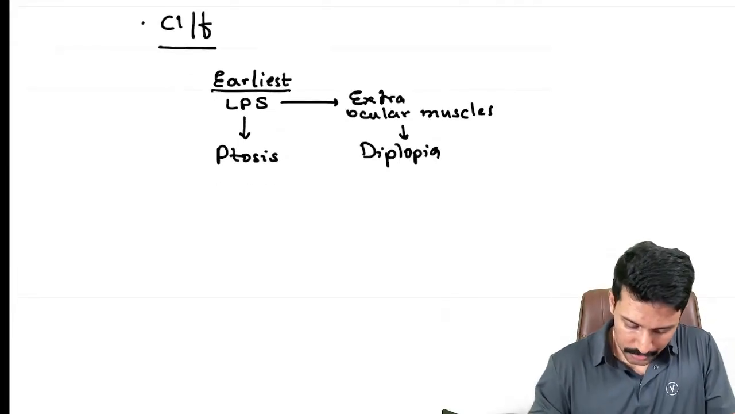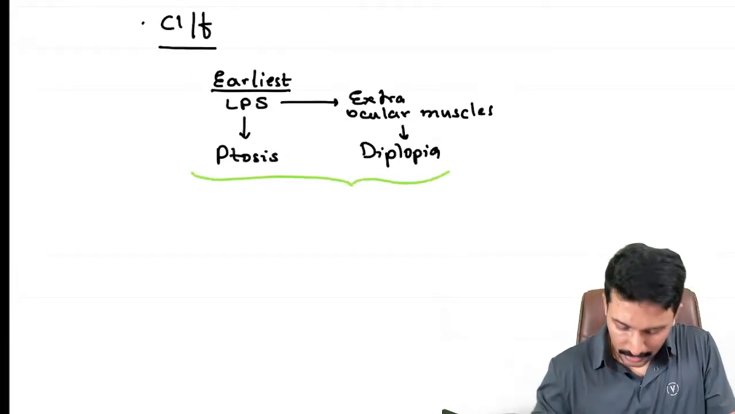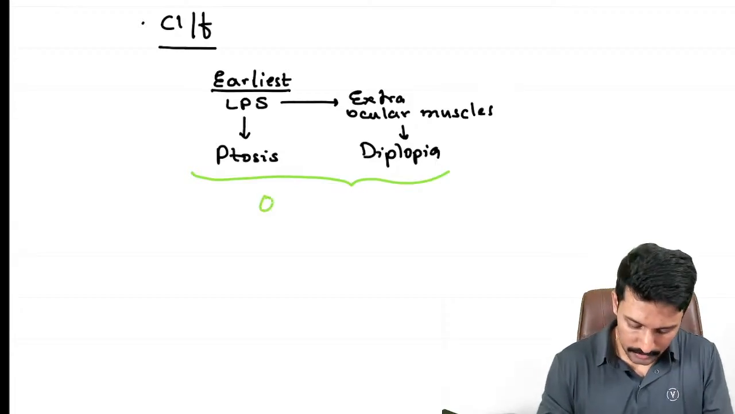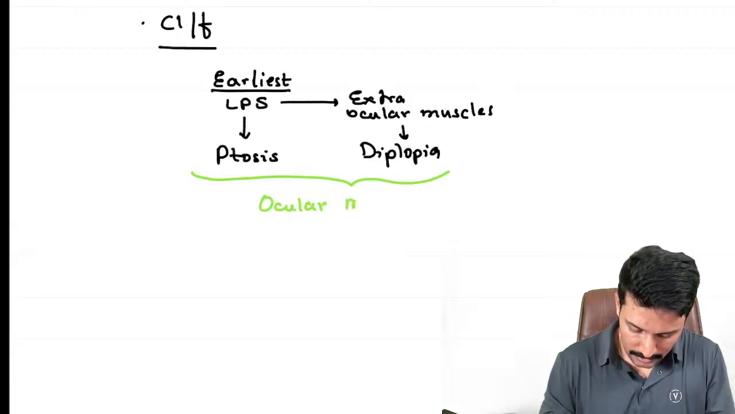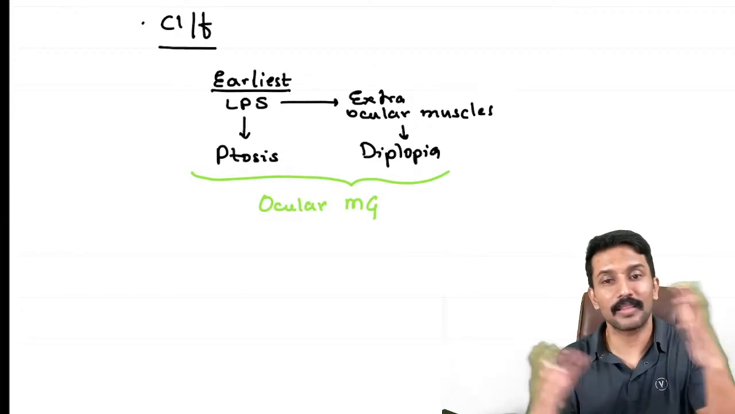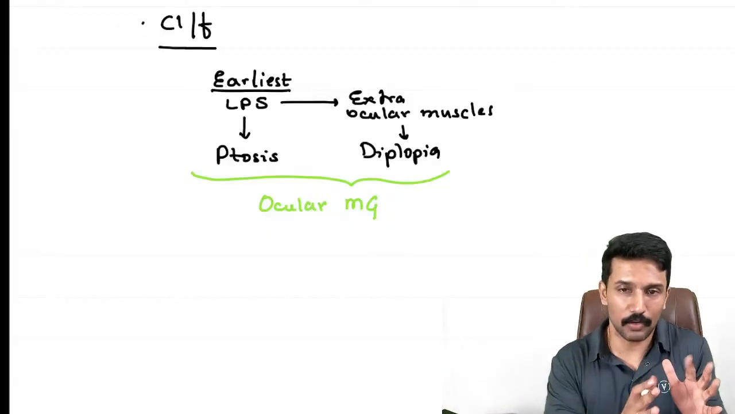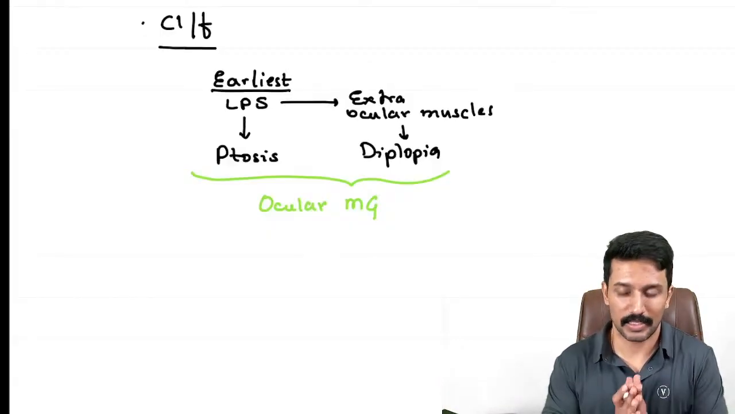If you diagnose a patient when they only have eye signs, we will call it ocular myasthenia gravis. They have not yet developed other muscle involvement, right? They only have eye involvement. We call it ocular myasthenia gravis.